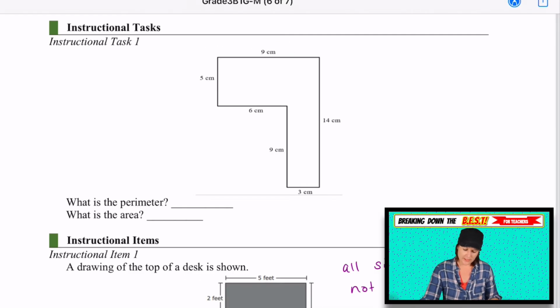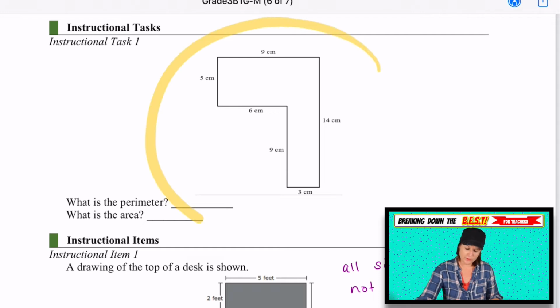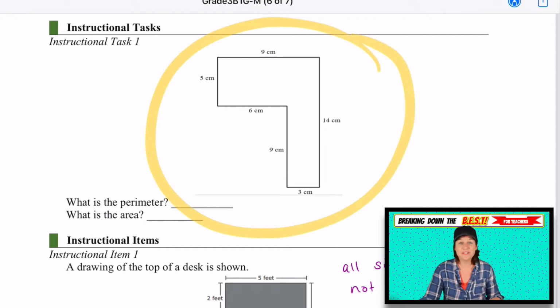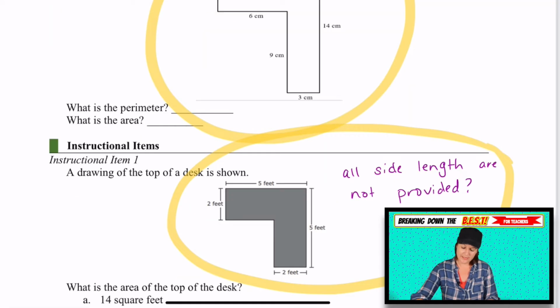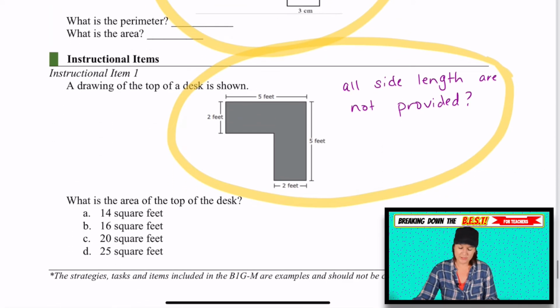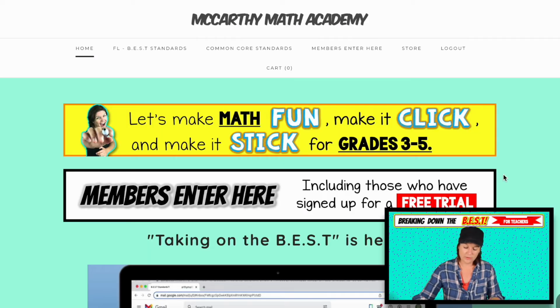Okay, here are some examples. Notice for this one, all of the side lengths are given, which is great. But over here, they did not provide all of the side lengths, which I thought was interesting for this one. But in Taking on the Best, you will have all the side lengths. So let's go ahead and go over what you have access to in your membership.